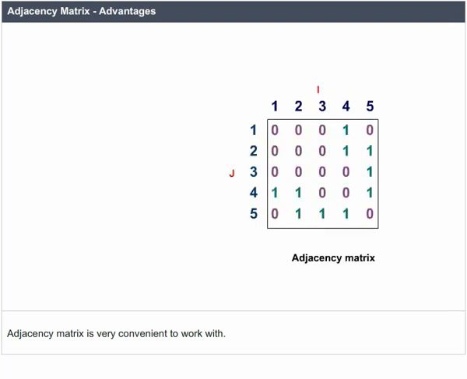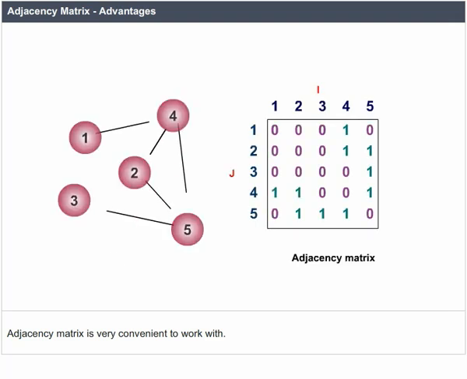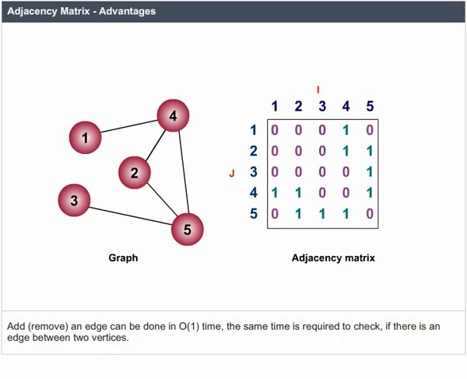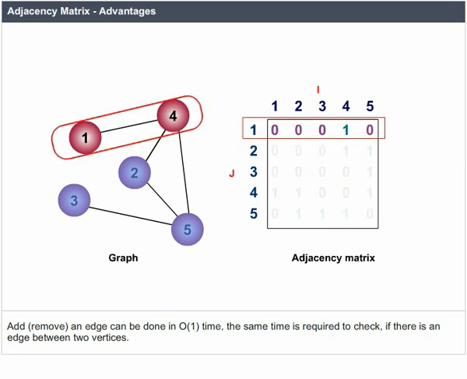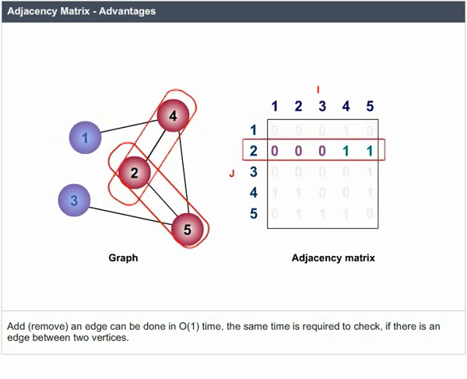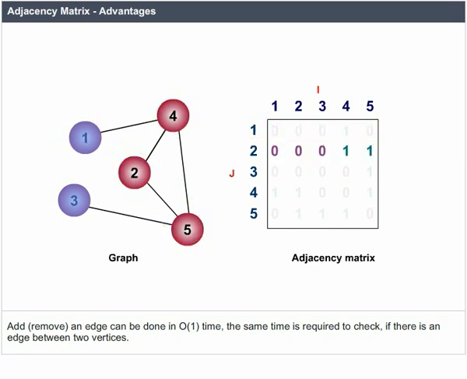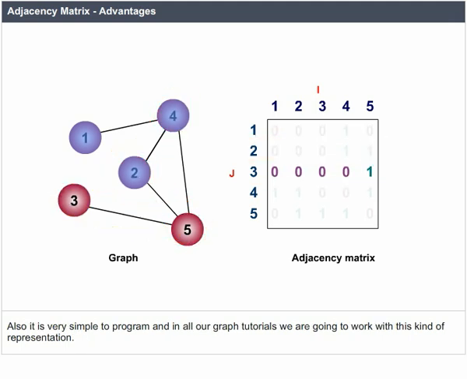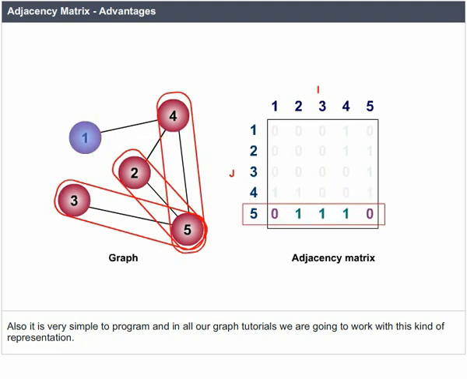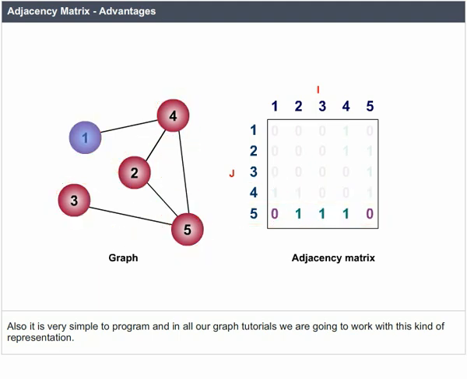Advantages. Adjacency matrix is very convenient to work with. Adding or removing an edge can be done in O of 1 time. The same time is required to check if there is an edge between two vertices. Also, it is very simple to program, and in all our graph tutorials we are going to work with this kind of representation.